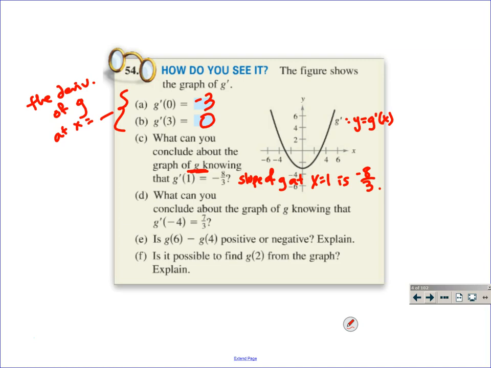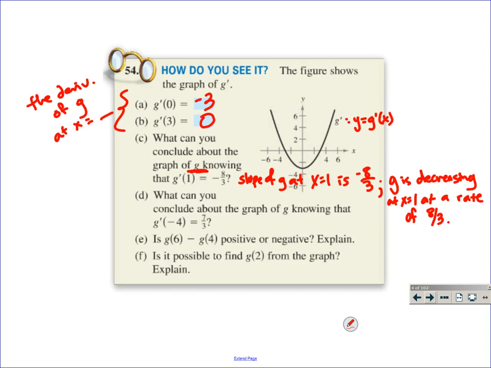Exactly. So what the AP loves is when you don't just say rate of is negative, but instead something like, here's probably the best answer in context with an AP free response. You could say that G is decreasing at x equals 1 at a rate of 8/3. Now hold on, so why did I say positive 8/3? Because I used the word decreasing.